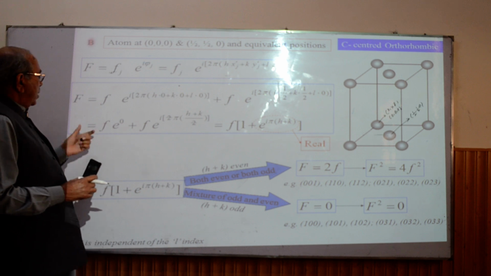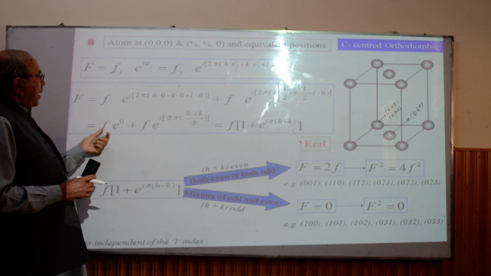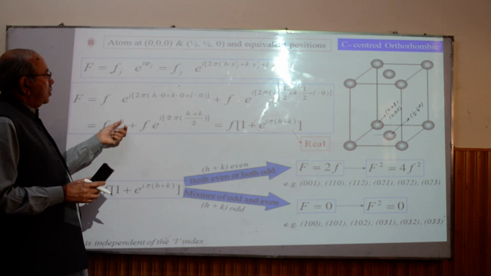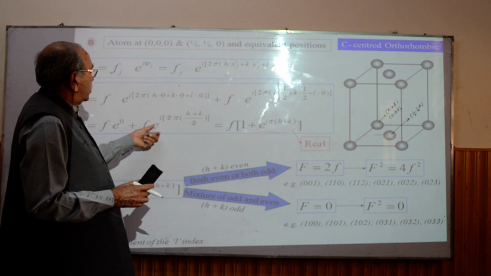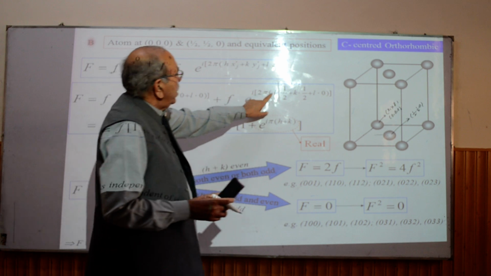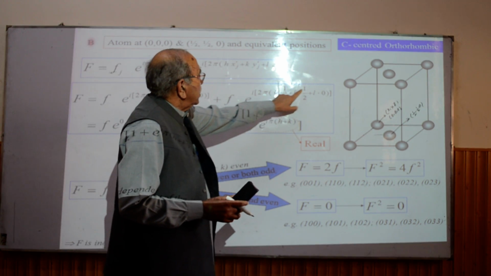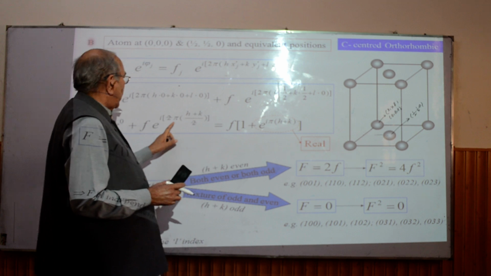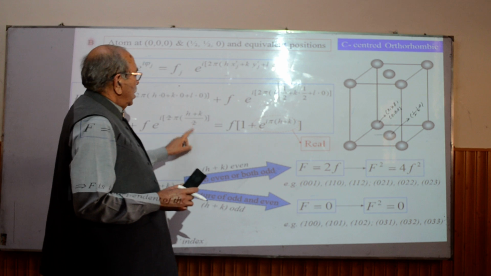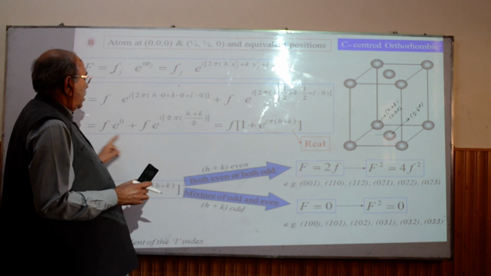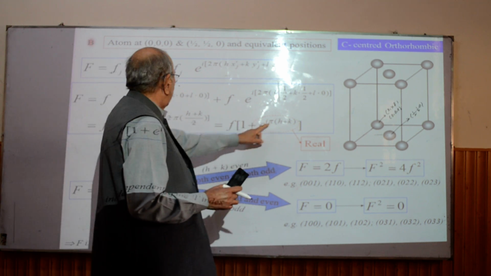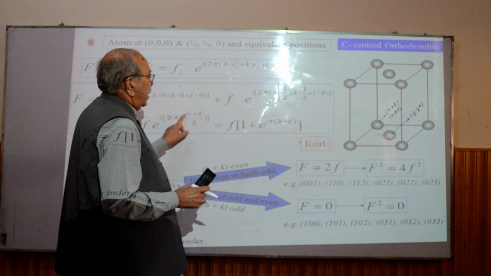And if I calculate, just like the previous one, this will be f e raised to the power 0, plus f into e raised to the power 2 pi i, h divided by 2 plus k divided by 2 plus 0. So h plus k divided by 2 multiplied by 2 will cancel. f is common, so I can write e raised to the power 0 is 1, plus e raised to the power i pi (h plus k).